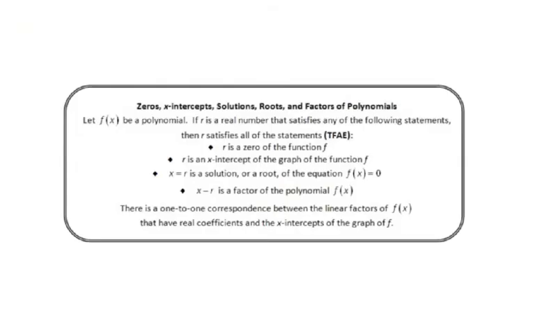On to the next one. Zeros, x-intercepts, solutions, roots, and factors of polynomials. Let f of x be a polynomial. If r is a real number that satisfies any of the following statements, then r satisfies all of the statements. Then all of the following are equivalent.